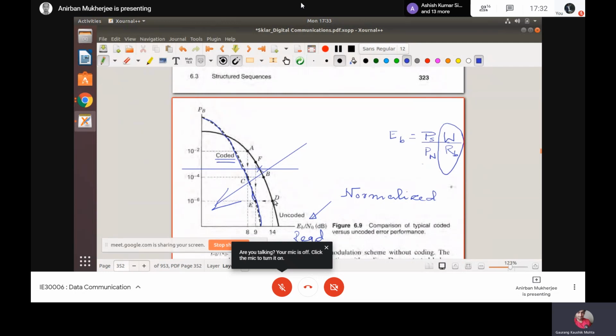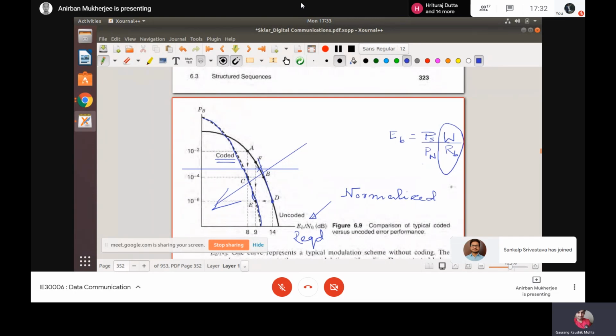But the characteristics show that if I am at this point, I get less probability of bit error, but I cannot supply this much, 14 dB, of signal to noise ratio normalization. So what you have to do is go back. Say I can go up to 9 dB. When you go back to 9 dB, suddenly your probability of bit error has increased much, from 10 to the power minus 6 to say 10 to the power minus 3. This is the basic idea of this graph.